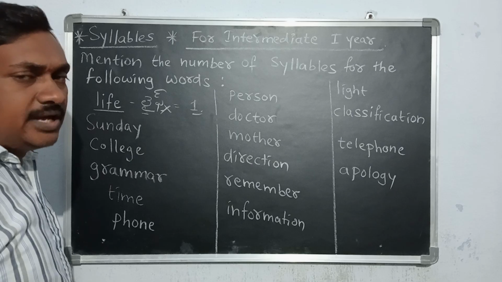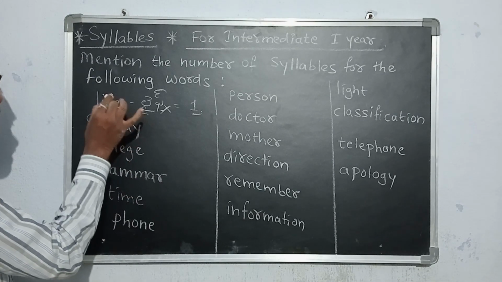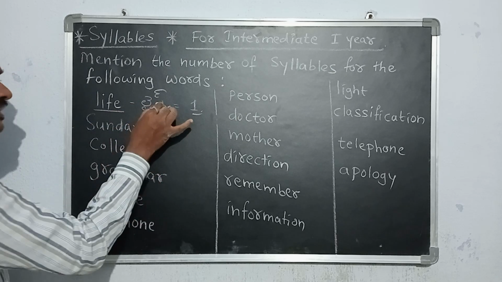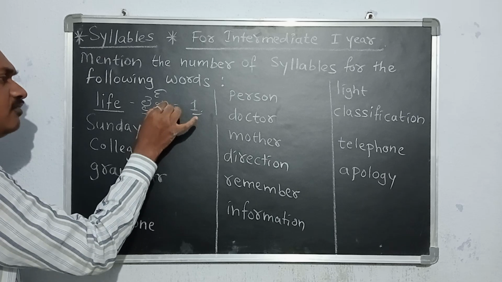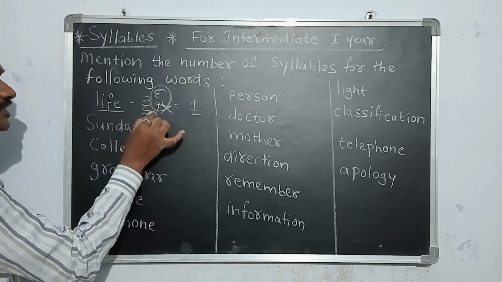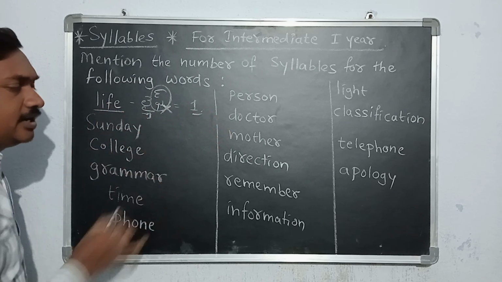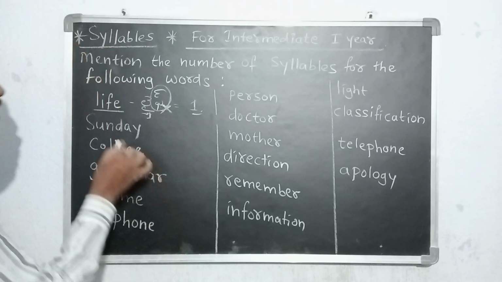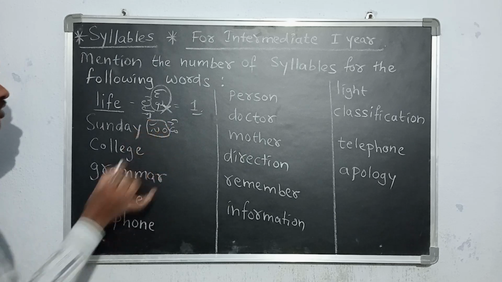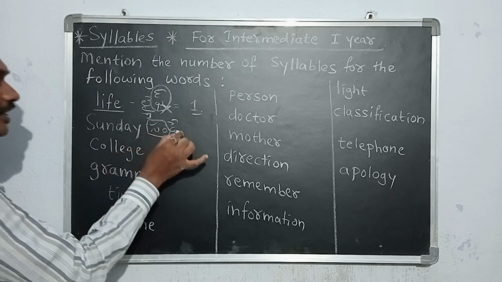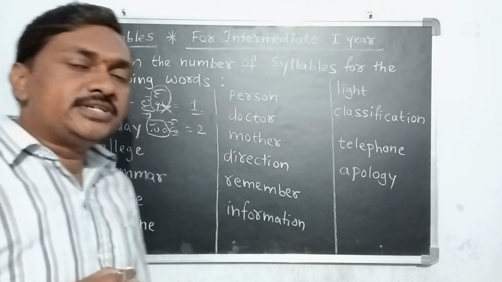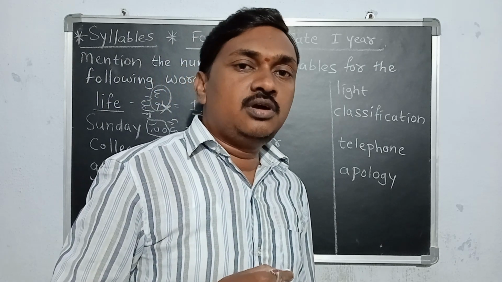How can we find out the number of syllables in the word? We can write the word in Telugu. Here we count this as one, and we don't count this type of half letter. So life is one syllable, a monosyllabic word. Coming to Sunday, this is considered as one, and this is the second, one and two. So there are two syllables in the word Sunday, a disyllabic word.